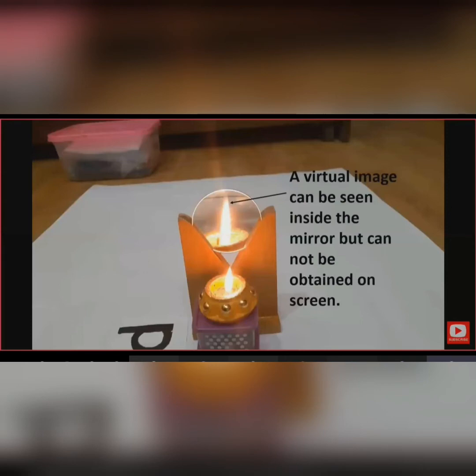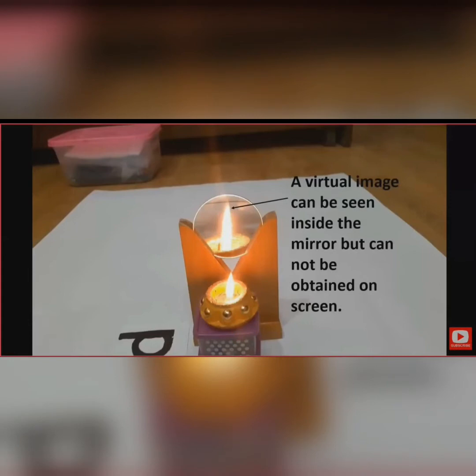So this kind of an image, where we can very well see the image but we cannot obtain it on the screen, is called a virtual image. Okay, a virtual image can be seen in the mirror but cannot be obtained onto the screen. Fine. So now let us look at various terms associated with the mirrors.